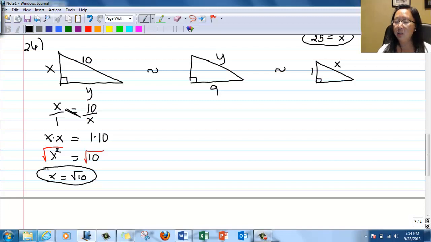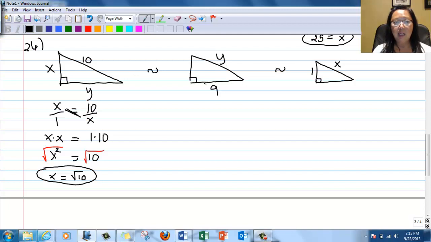So we solve for x. I'm not going to have you guys simplify just yet. We're just going to leave the square roots for now. We'll deal with simplifying another day, okay? Now let's solve for y. Which two triangles have y in it? This one and this one. This one doesn't, so ignore the small one.